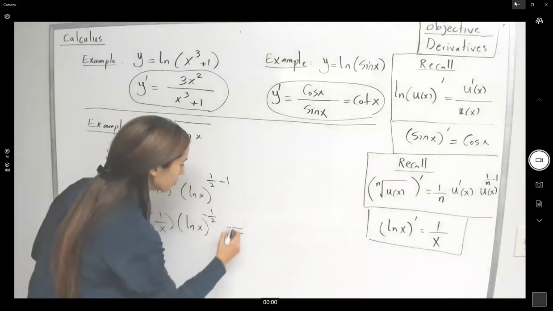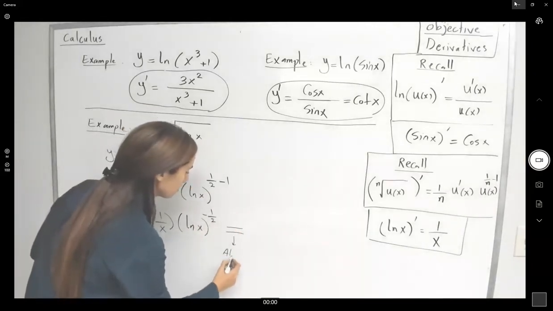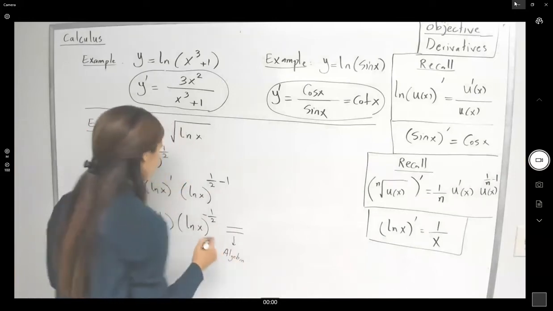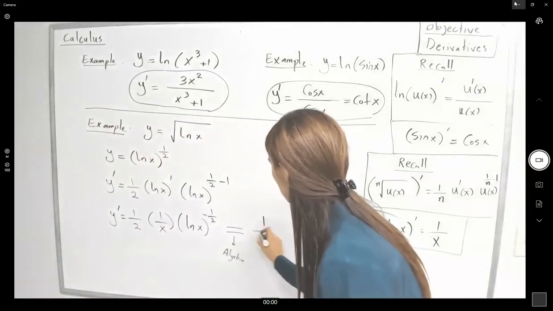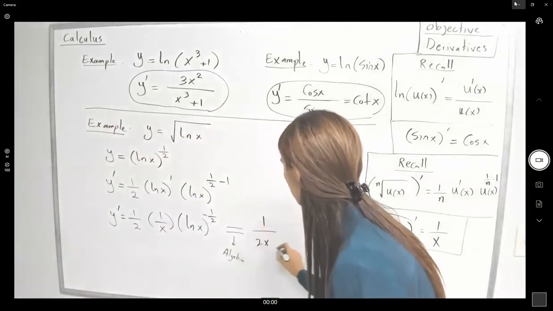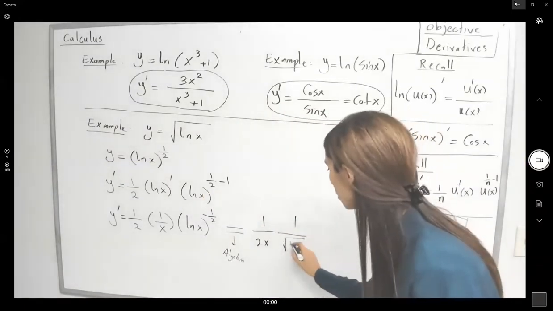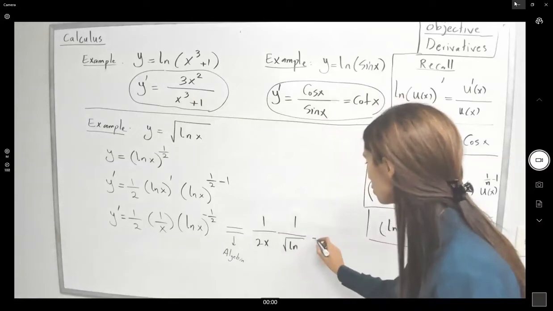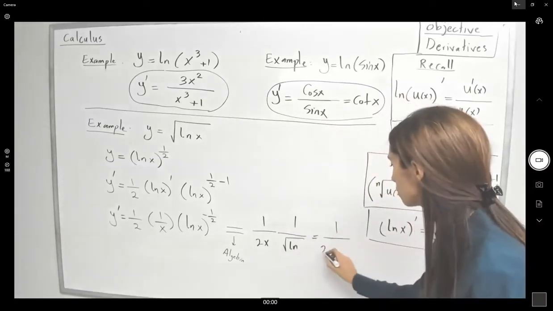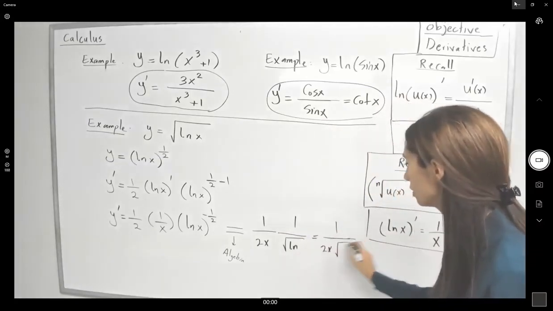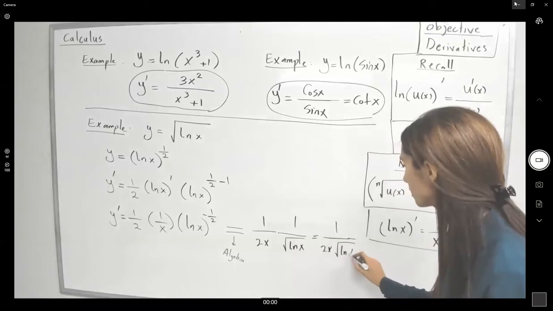Let us do some algebra here. We have 1 divided by 2x times 1 divided by square root of ln of x, which is 1 over 2x square root of ln of x.